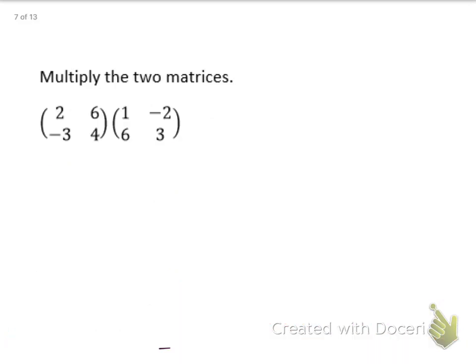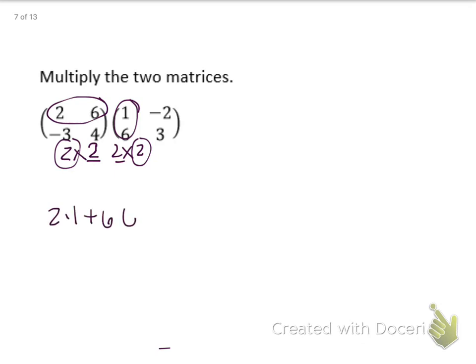All right, so this is a 2 by 2 and a 2 by 2. So it matches. So I'm good. My answer is going to be a 2 by 2 because that's what my outside numbers are. So I'm going to do row, column. So 2 times 1 plus 6 times 6.